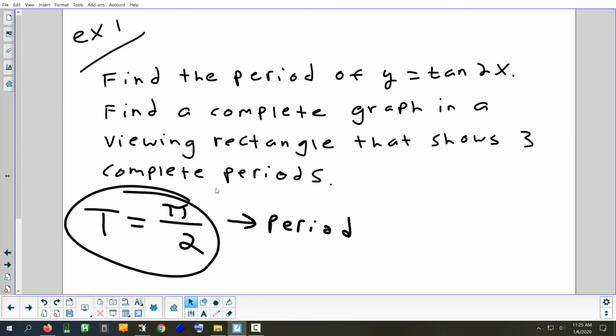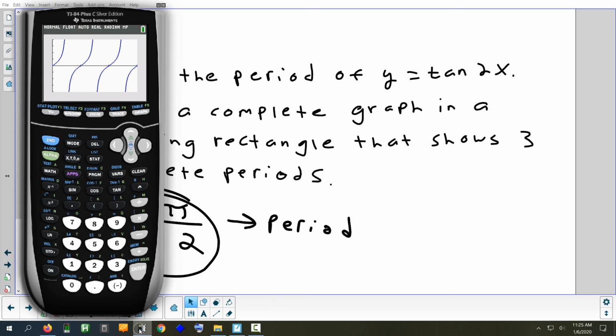All right. So as far as how you show the viewing rectangle, you just tell me the min and max. That's all. You don't have to worry too much about y min and max because it's going to go up and down.